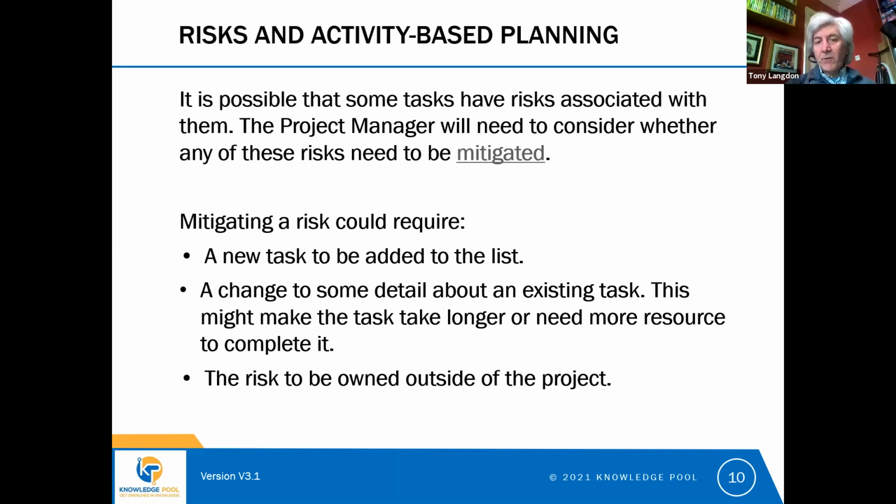So these are our options for managing or mitigating a risk. And when we're using activity-based planning, there are really just these options as to how we handle that. We can either add new tasks to the plan, or we can change existing tasks, or we can manage the risk in some way that means we don't have to change the plan at all. But normally that means that the risk has to be managed outside of the project, because everything that the project is doing should be represented on the plan.